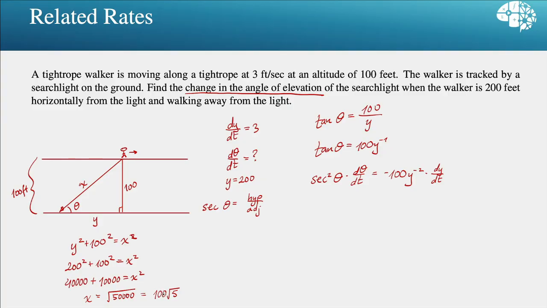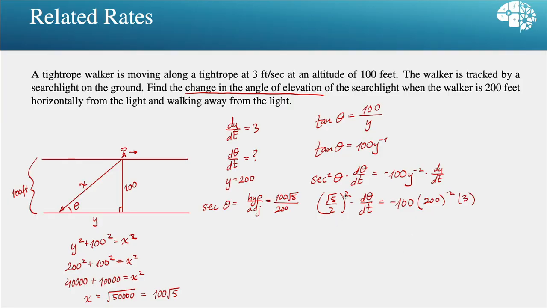All right, so now that we have that, we can get the secant of theta. Secant of theta is hypotenuse over adjacent, so that's x over y, or 100 root 5 over y, which was 200. So secant of theta is just root 5 over 2, since the 100s cancel. And that's secant theta, and then we square that. So root 5 over 2 squared times d theta/dt, which is what we're looking for, equals negative 100, and then y is 200 to the negative 2, times dy/dt, which we know is 3.